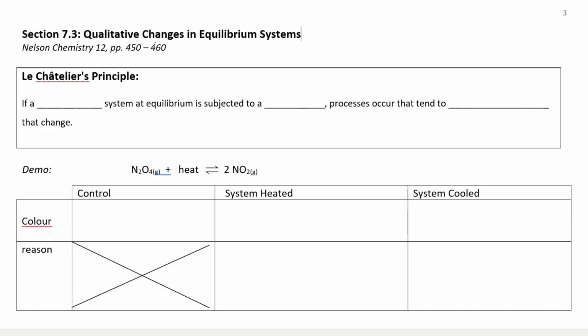Le Chatelier's principle states that if a closed system at equilibrium is subjected to a change, processes occur that tend to reverse that change. So when you have a closed system at equilibrium and there is some external change to that system, processes will occur to reverse the change that was placed on that system.